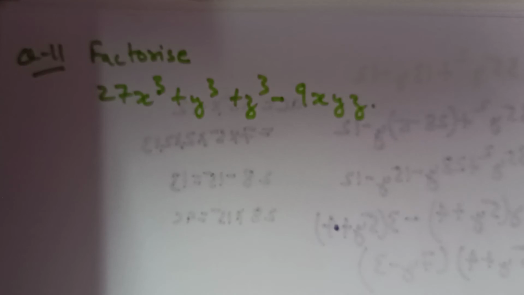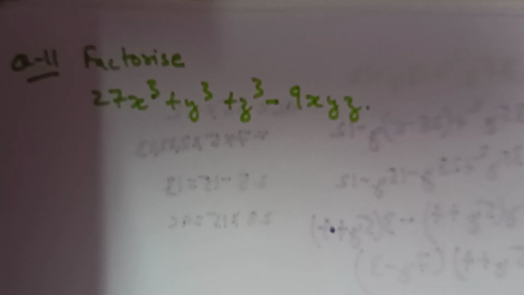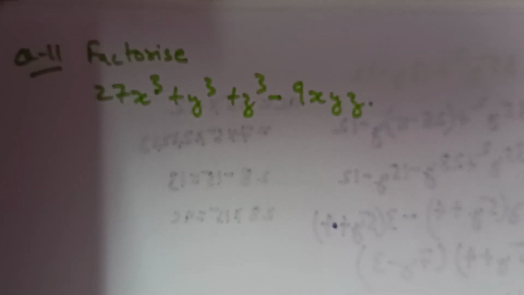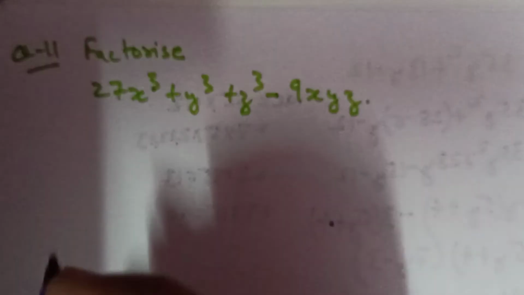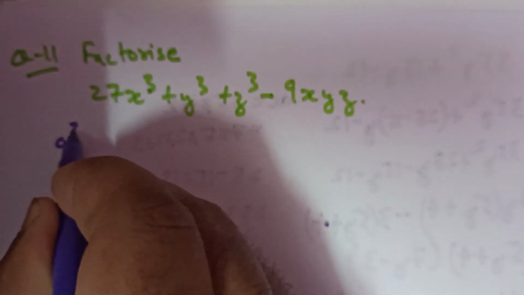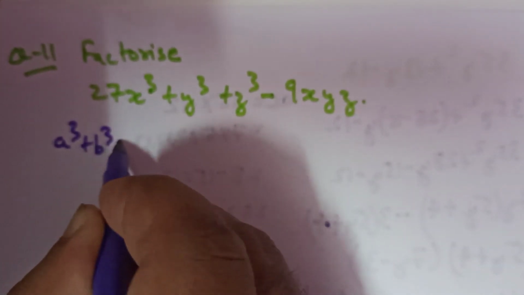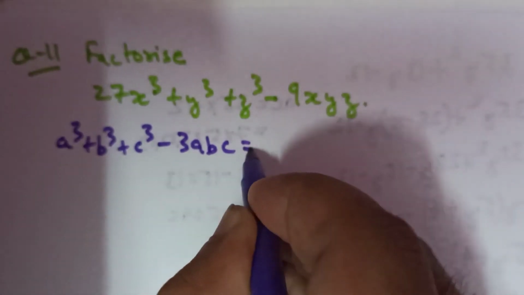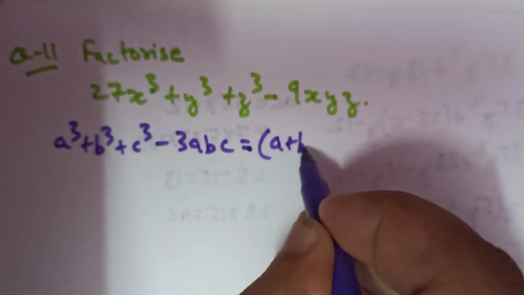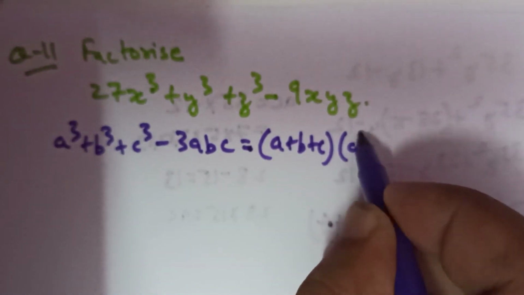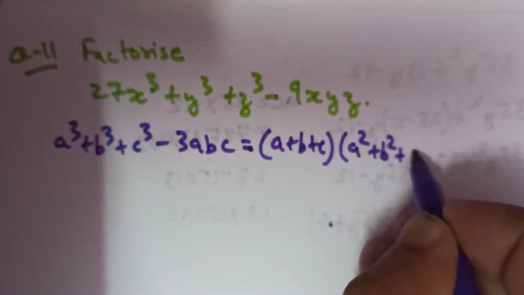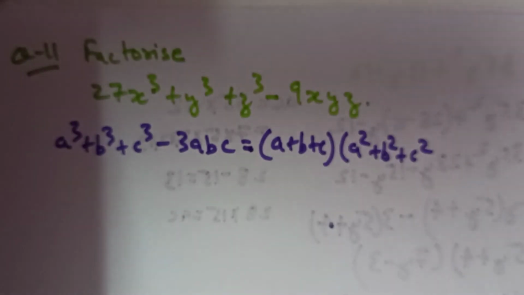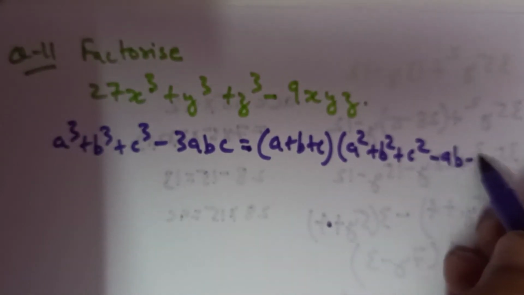So again we come back to question number 11, 27x cube plus y cube plus z cube minus 9xyz. So we know the identity a cube plus b cube plus c cube minus 3abc is equal to within bracket a plus b plus c and within bracket a square plus b square plus c square minus ab minus bc minus ca.